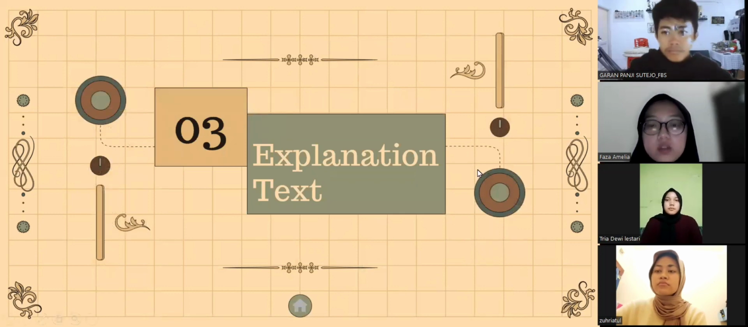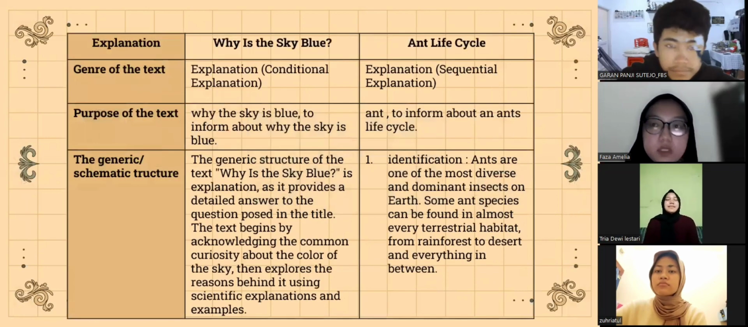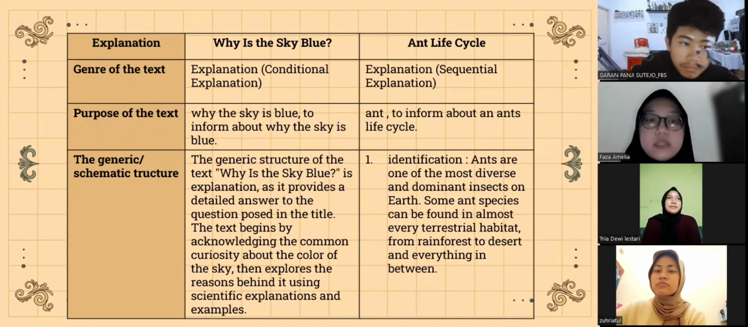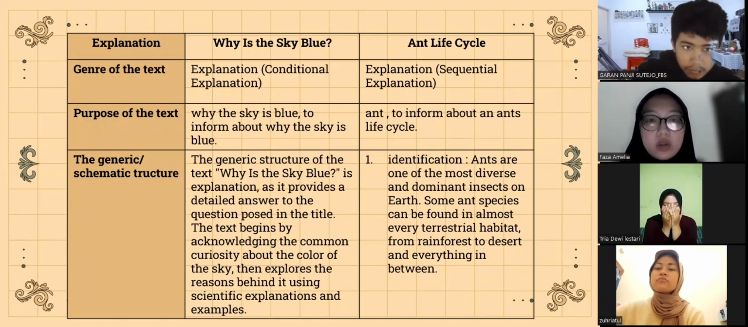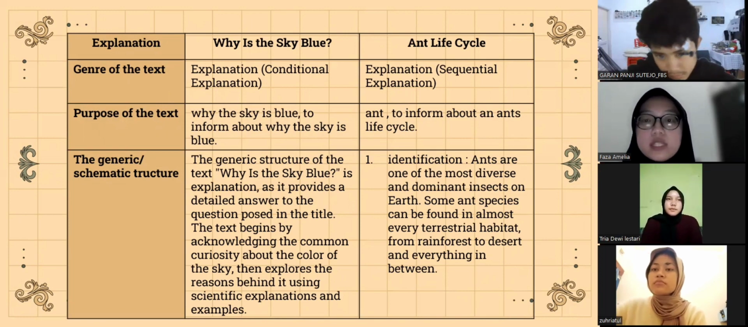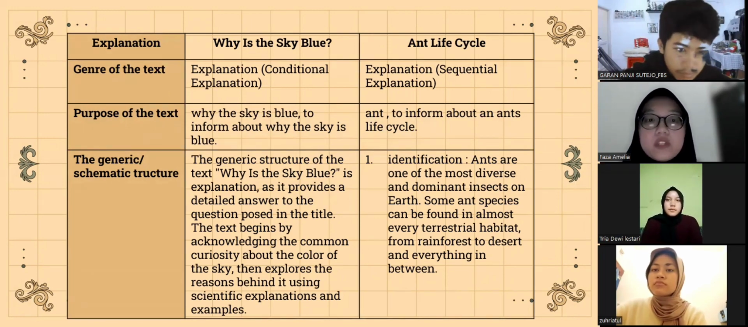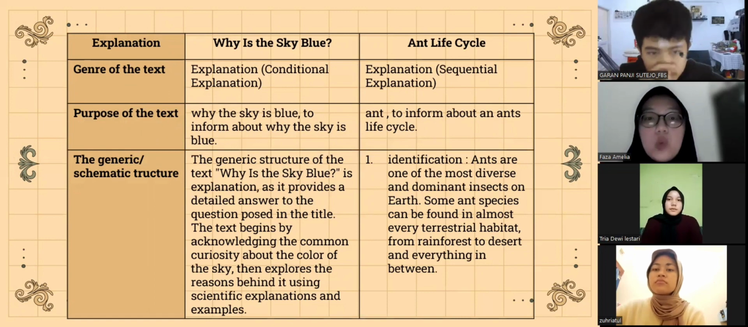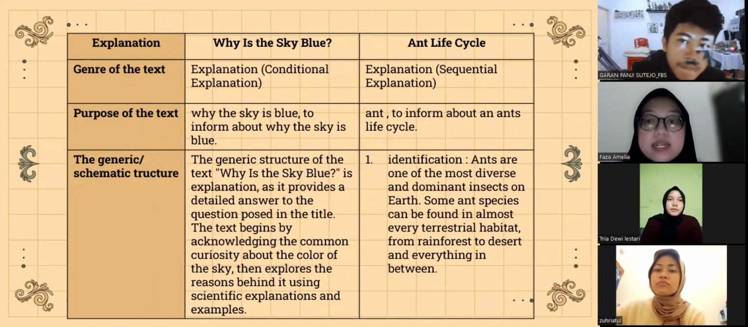Now we will explain about the differences and similarities between the two texts. The genre of text 1 is explanation, the kind of explanation being conditional explanation, and the genre of text 2 is sequential explanation. The purpose of text 1 is to inform about why the sky is blue, and the purpose of text 2 is to inform about an ant's life cycle.